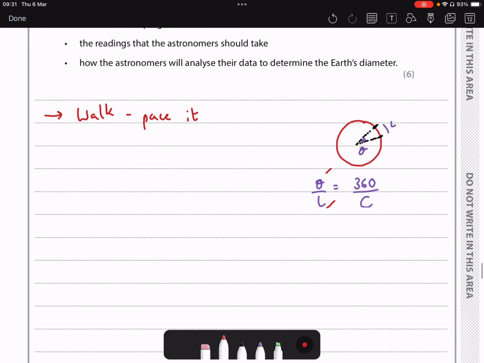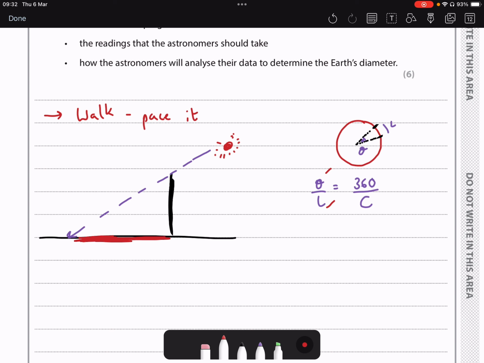How does the shadow stick bit actually work? Let's draw a diagram of that. So here's your shadow stick right here. There's the ground, and maybe the sun is in the sky up here like this. The light from the sun is going to come down and hit the ground right there, and you're going to get a big, long shadow along the floor here.